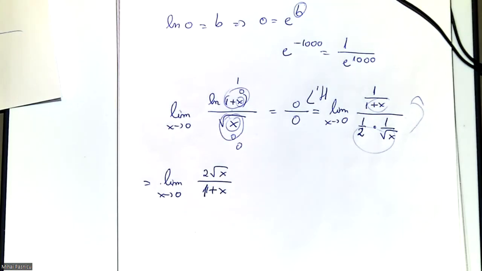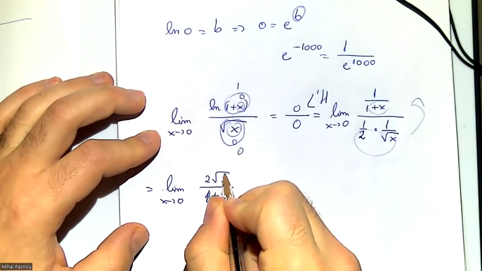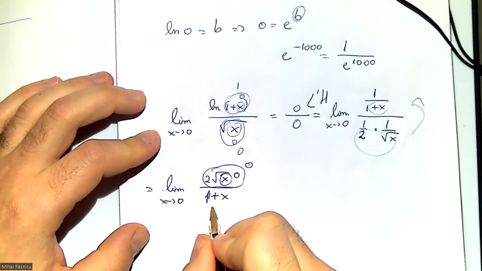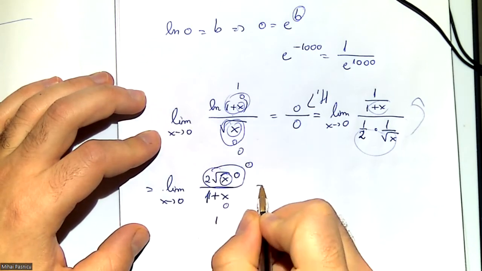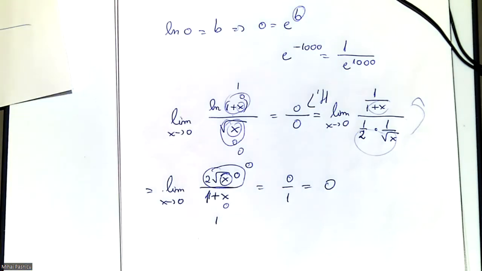Now we evaluate this function again. When x goes to 0, this goes to 0. 2 times 0 is 0. 0 here, 1 there. So I have 0 over 1. That's just 0. Okay?